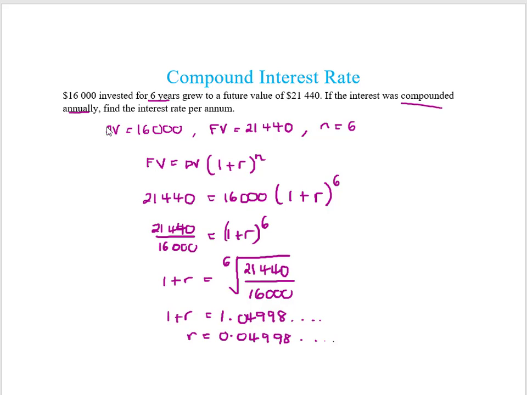0.04998, etc. Now r is my interest rate, and normally my interest rate, I write it as r over 100 when I'm doing the substitution. So really this is r over 100. So what I need to do is multiply both sides by 100. And I get r to be 4.998%, which to the nearest whole number is 5%. Thanks for listening.